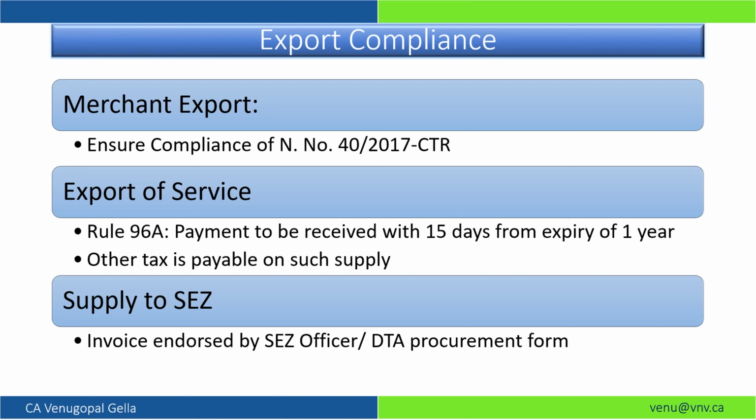But this benefit is available subject to certain conditions, that there should be an intimation to the jurisdictional assistant officer that there is such procurement at the rate of 0.1%.